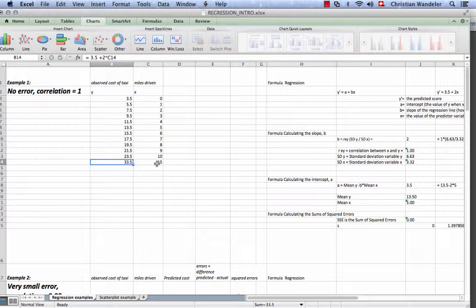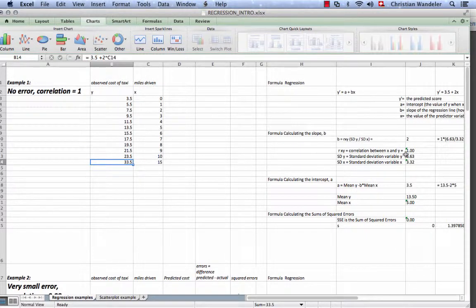Now, how did I know it was $2? I just figured it out, right? Because 0 miles was $3.50, 1 mile was $5.50, the difference was $2. So I knew if you go 1 mile further, you go up $2 in the price. That's what our beta is.